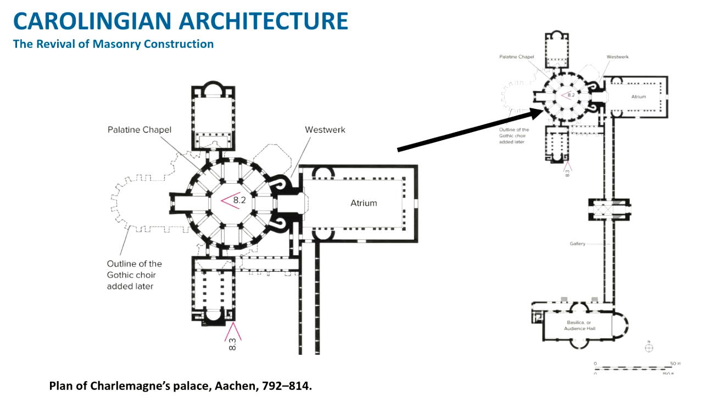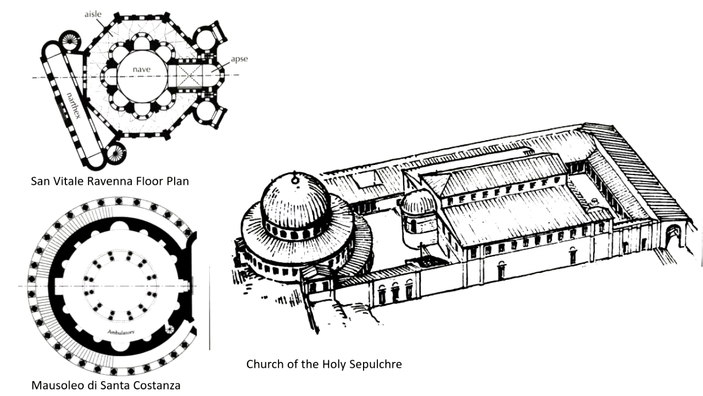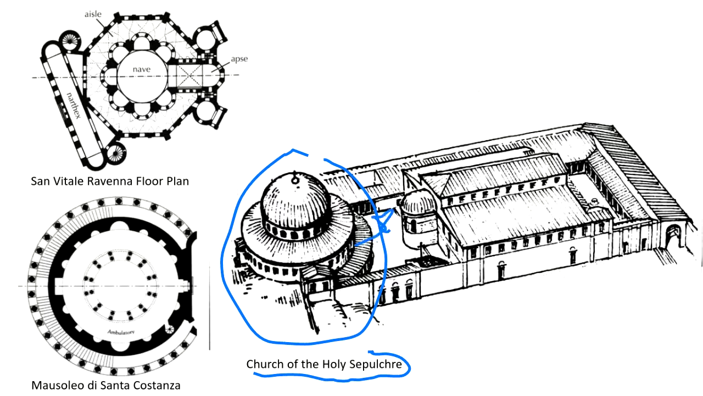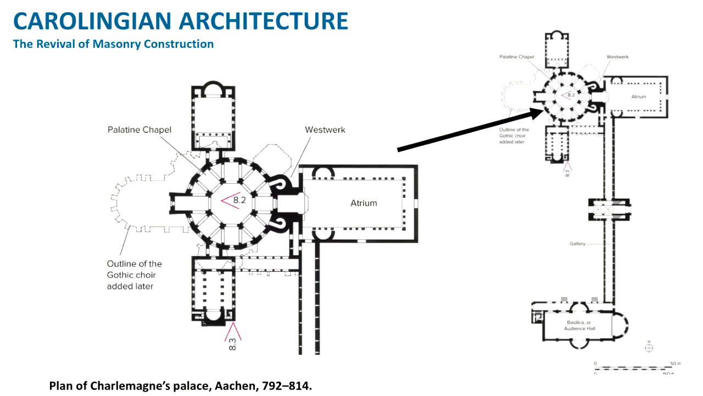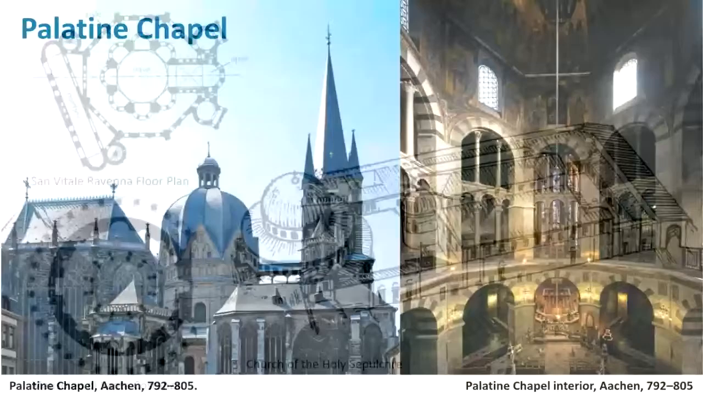Another possible thing that he probably referenced was the Church of the Holy Sepulchre, where again you see the circle plan with an open courtyard. And again, you see that here, circle plan with an open courtyard. So we start seeing how, since the beginning, there's some early resemblance to Romanesque architecture.